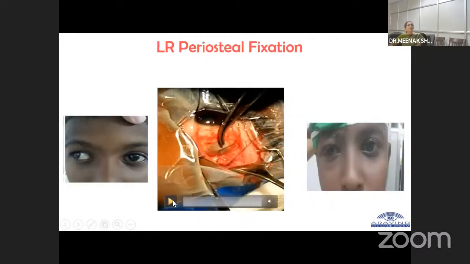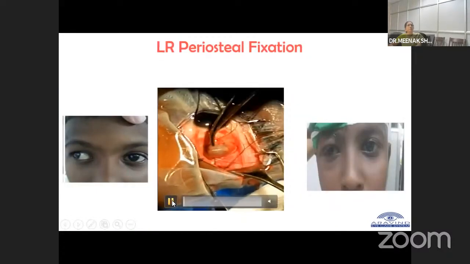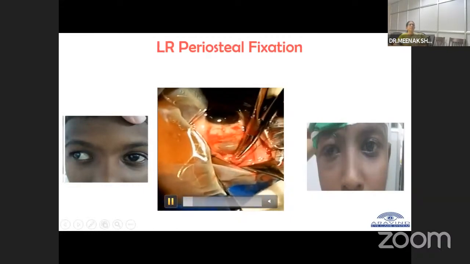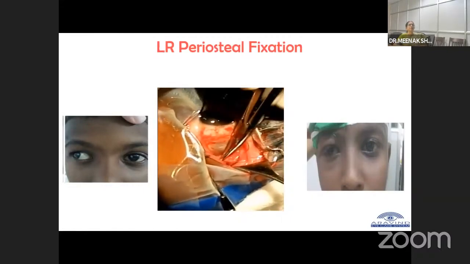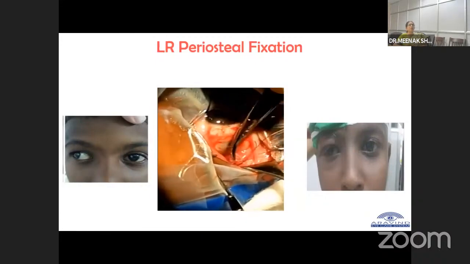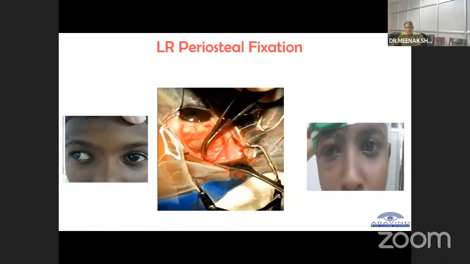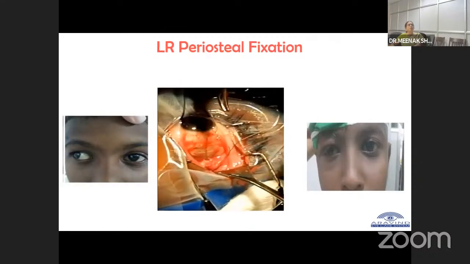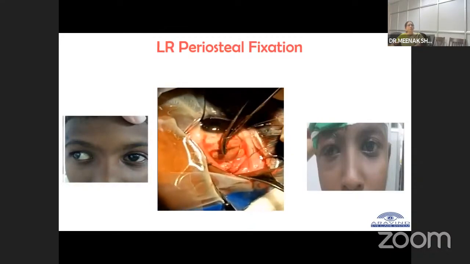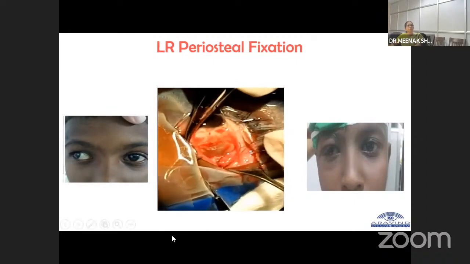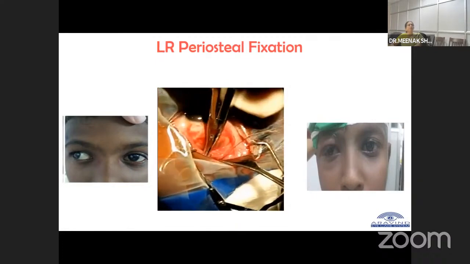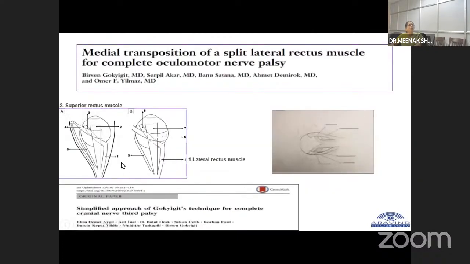And this is a pre-op and a post-op picture where we have disinserted the lateral rectus using a non-absorbable suture and then fixed it to the lateral orbital wall 5 millimeters posterior to the periosteum. One thing we have to remember is you should close the muscular septum well, otherwise it will get reattached. So that is one important point.